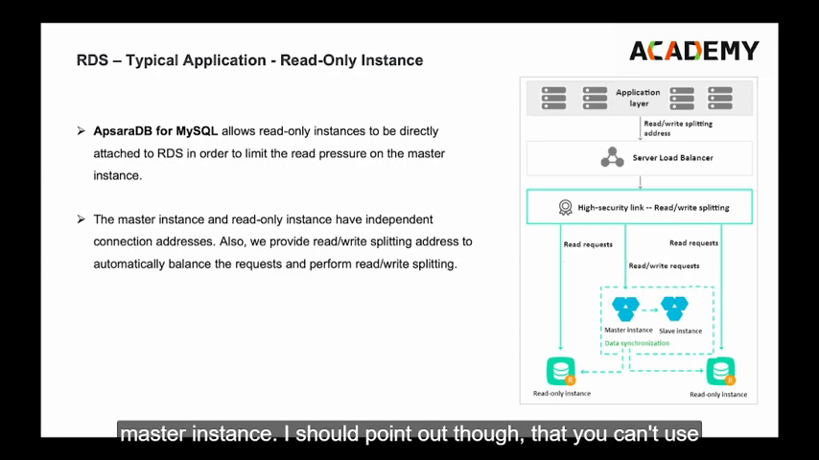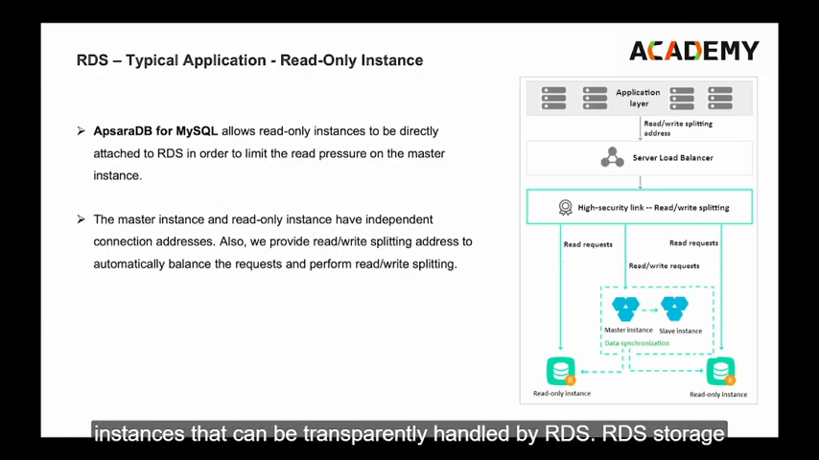I should point out, though, that you can't use read-only instances to achieve HA. They're not for high availability. They cannot be promoted to a master. If you want to have high availability, you need to purchase the HA version of the RDS service. Another neat feature of the read-only instances for MySQL is that there's built-in read-write splitting. So we provide a database connection endpoint that automatically performs read-write splitting, meaning your application doesn't even have to know that there are read-only instances that can be transparently handled by RDS.